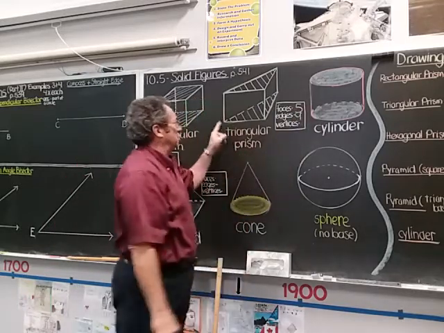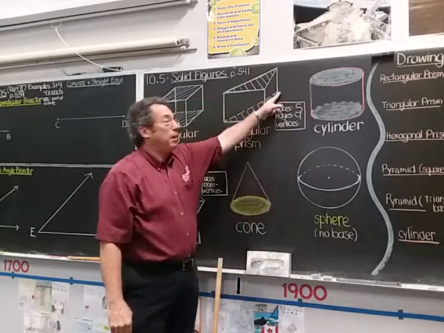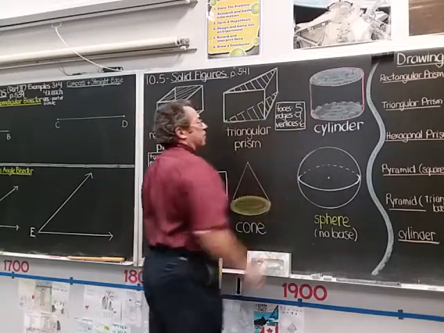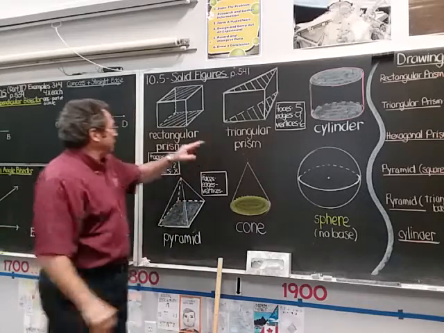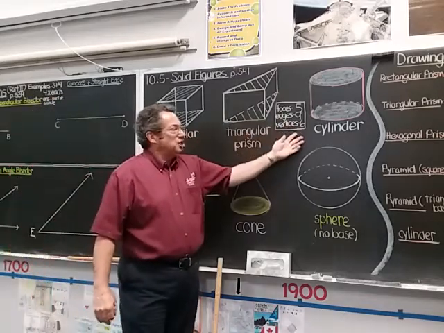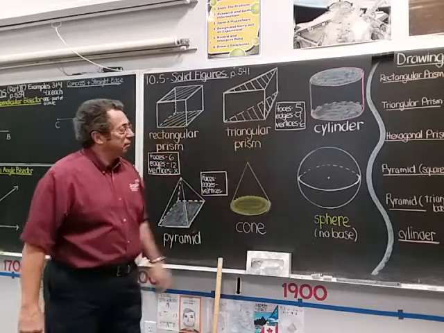How about vertices? 1, 2, 3 here down the bottom. 1, 2, 3 on the top. Looks like 6 vertices. So you notice that's different: 6, 12, 8 for a rectangular prism, and 5, 9, 6 for the triangular prism.